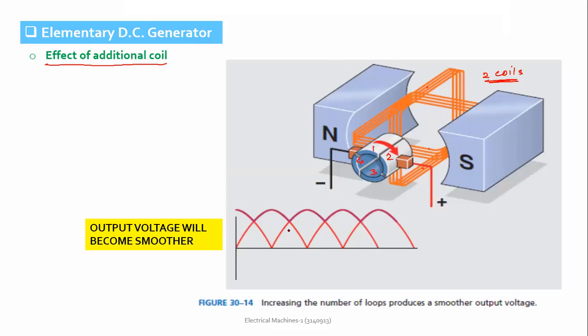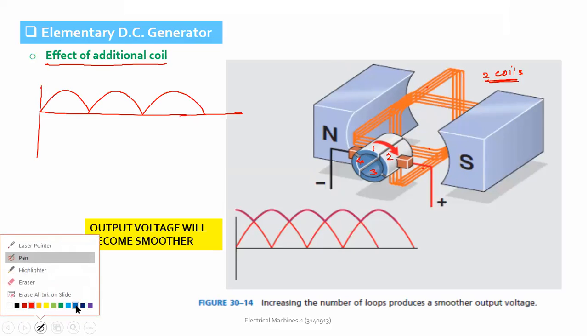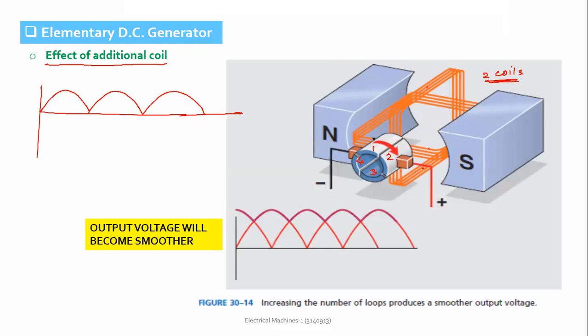So what will happen? Previously, with only a single coil, the output was like this. But if we add one more coil here, then the output will be like this. They are at 90 degrees, so these 2 coils are at right angle to each other.